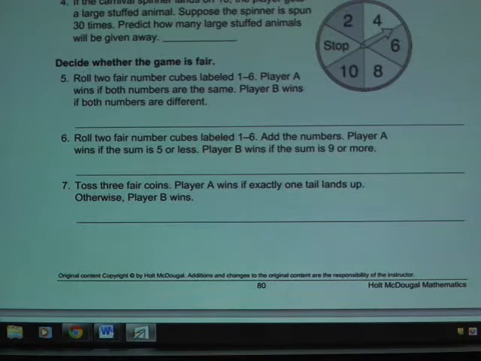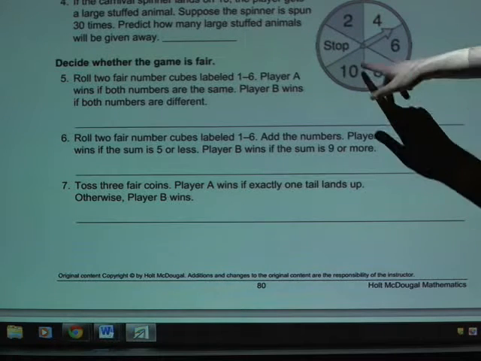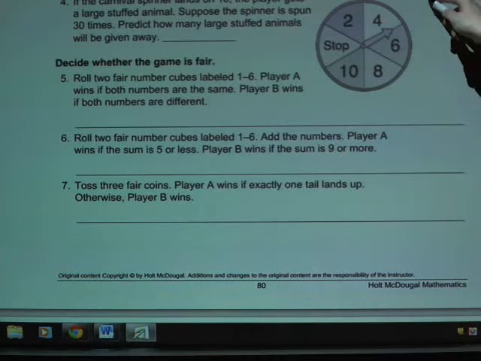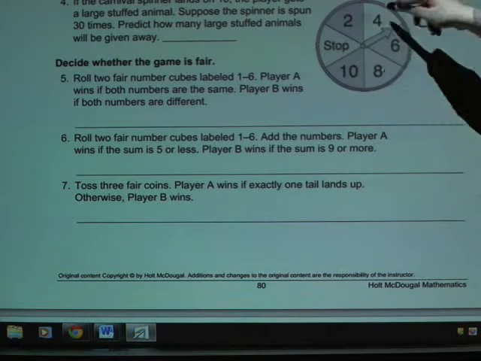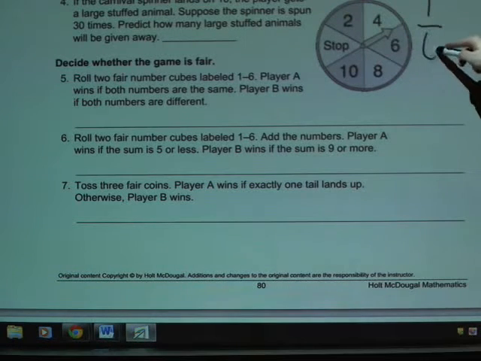All right, let's go ahead and take a look at some of the questions down here towards the bottom. Number 4 says, if the carnival spinner lands on the 10, the player gets a large stuffed animal. Suppose the spinner is spun 30 times. Predict how many large stuffed animals will be given away. Well, a winning scenario here is landing on 10, so there's one winning scenario. And as we can see by counting up the number of sectors, there's 6 total scenarios. So you've got a 1 out of 6 chance of landing on a 10 and winning the animal.